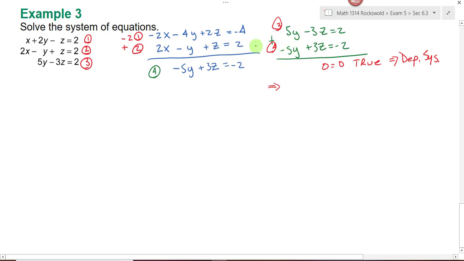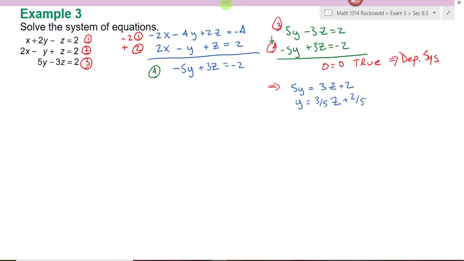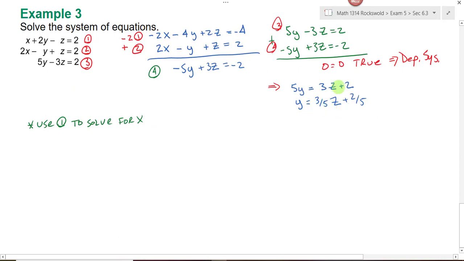I'm going to choose to write y in terms of z. So that means that I could take this equation, let's look at equation 3, and if I solve this equation for y, I get 5y equals 3z plus 2. And if I divide both sides by 5, that gives me y equals 3/5 z plus 2/5. Z is just going to be z. There's y in terms of z. And now I can go back to one of my other equations and solve for x. So I'm going to now use equation 1 to solve for x in terms of z. I knew I had an infinite number of solutions because this is a true statement, so I just wrote y in terms of z, and z is just going to be any real number.